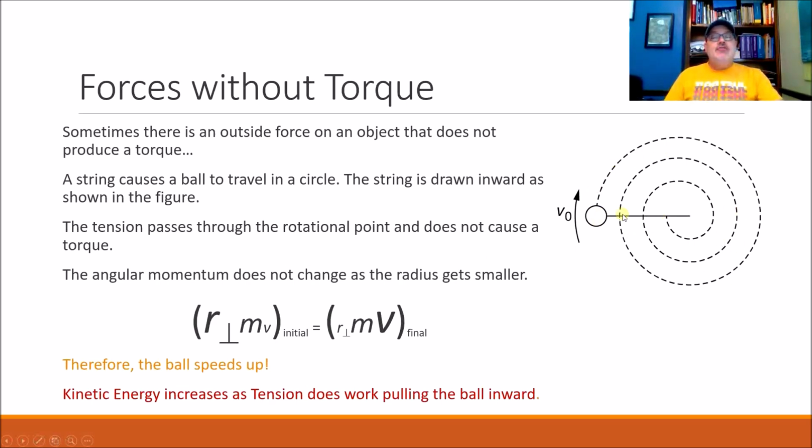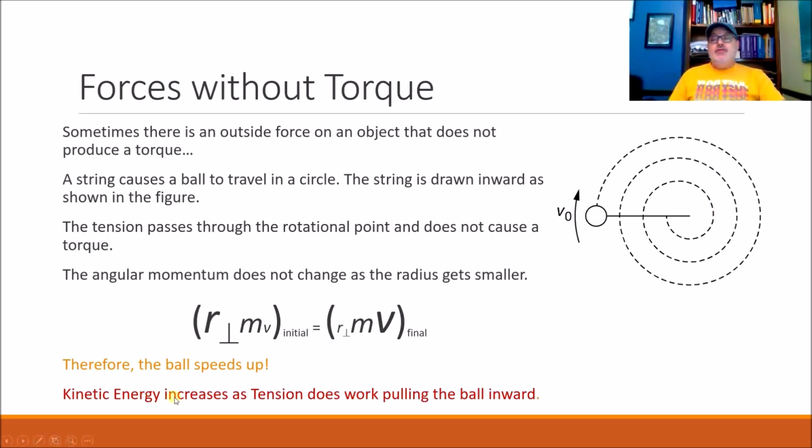Now, this tension is an outside force on the ball, no doubt, but it goes through the pivot point. Therefore, it doesn't produce any net torque. Since there's no net torque, the angular momentum of the system must remain the same. So, as the radius goes from large to small, and the mass of the ball remains the same, then the velocity of the ball must increase. So as it goes around and around, it goes faster and faster.